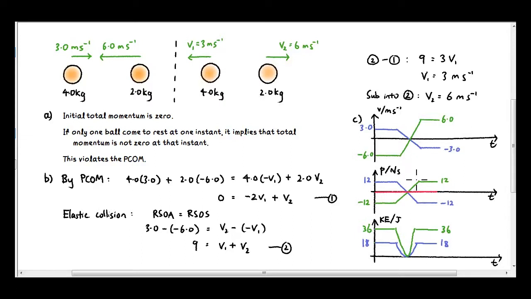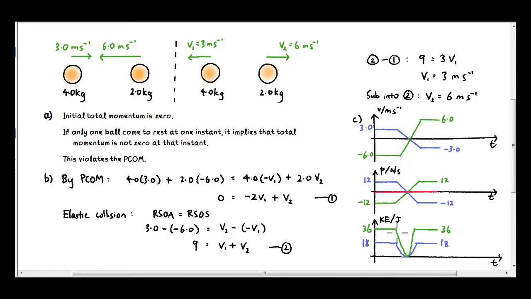This also illustrates very clearly why the total momentum of the two balls remains constant, because during the collision, the rate at which the blue line is dropping is matched by the rate at which the green line is rising. So the summation of the two momenta remains constant.